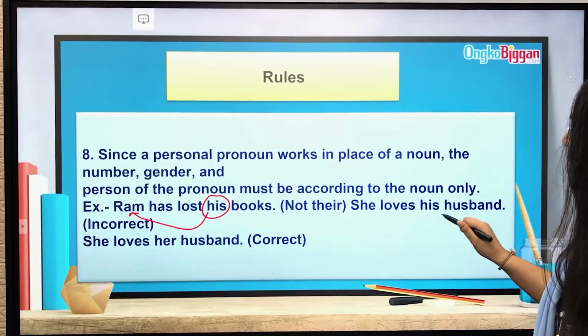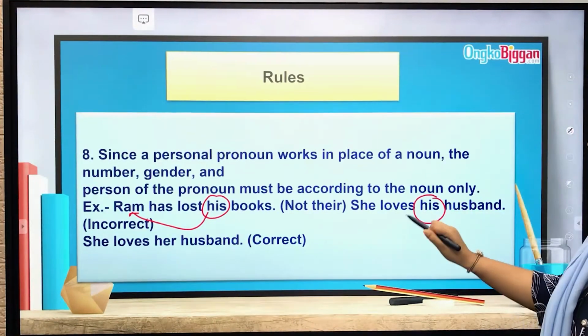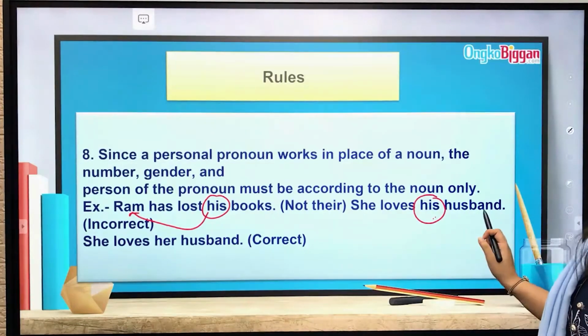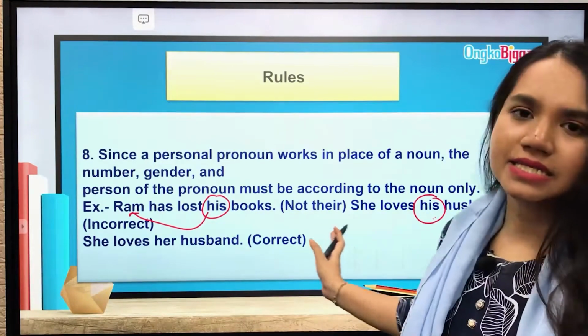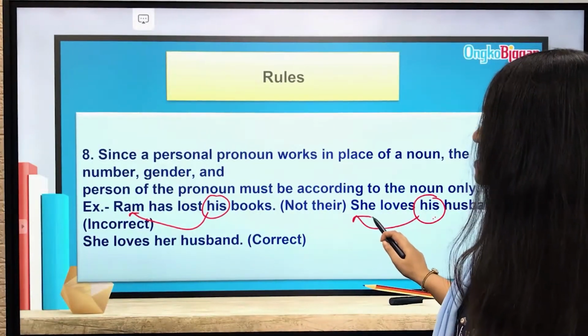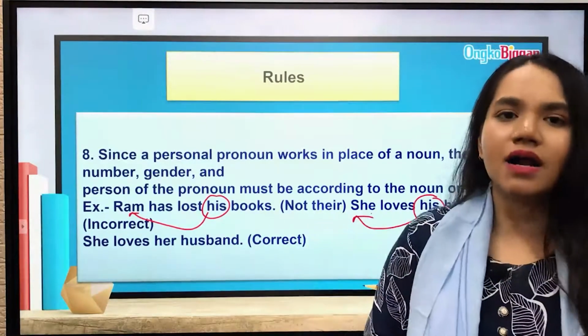Then she loves his husband. Okay, so in this case, of course, this is very incorrect because of this word his. You might be thinking maybe the object here is husband, who is definitely a boy, so I'll be using his here, but no, the possessive pronoun always refers to the subject. So as a result, this is incorrect. I will say she loves her husband.